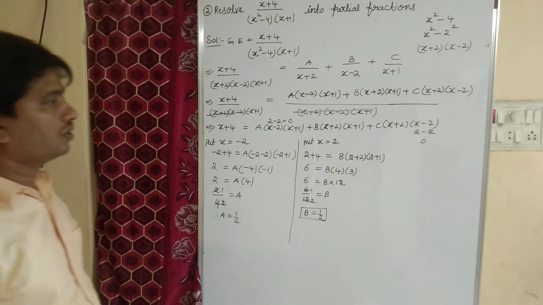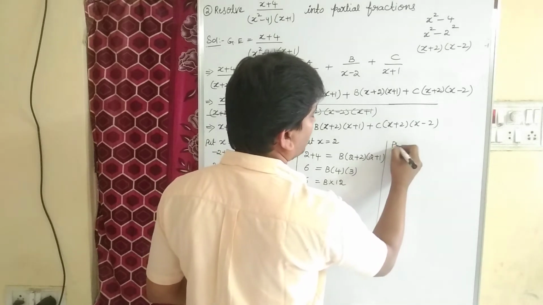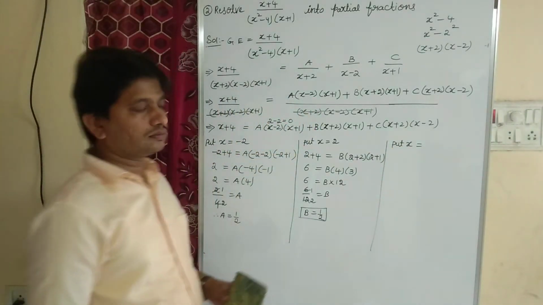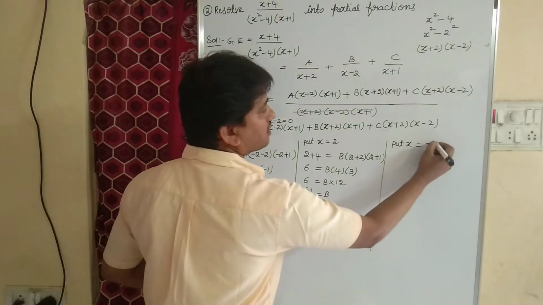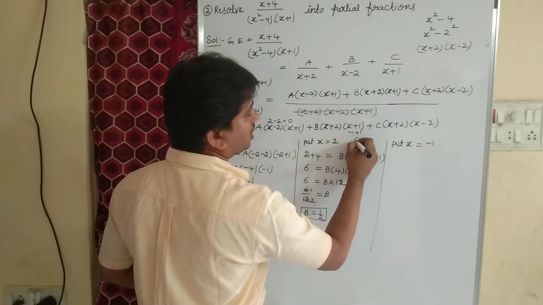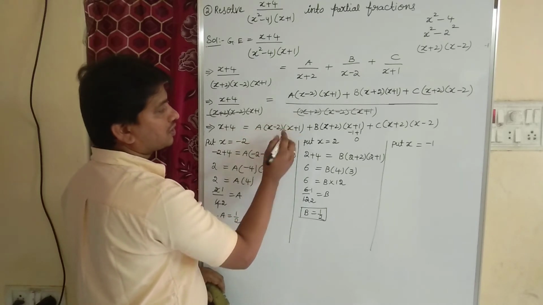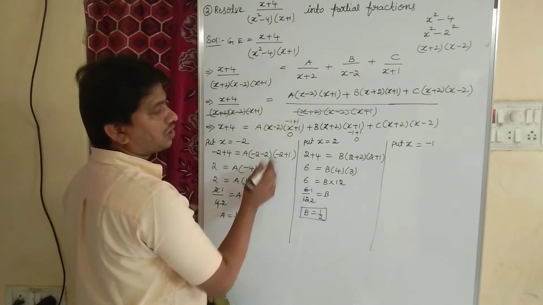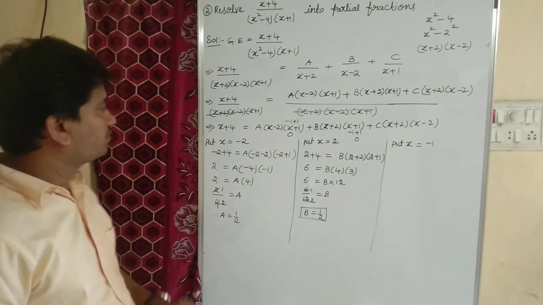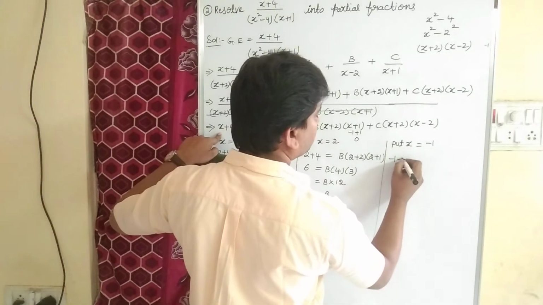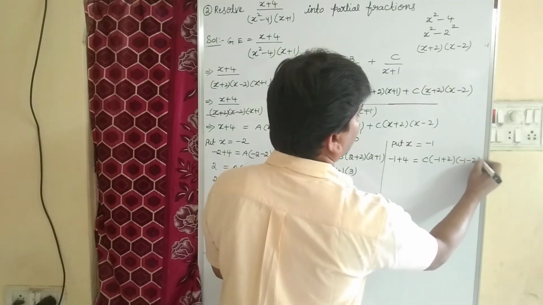Okay children, now I want to find the value of c. To get the c value, what do I need to substitute, can you say? If I substitute x equal to -1, then -1 plus 1 becomes 0, so the b term will be 0. Here also if I substitute -1, -1 plus 1 becomes 0, 0 into something is 0. So the a term will become 0, the b term will become 0, and you will get the c value. So substituting x as -1: -1 plus 4 equal to c into -1 plus 2 into -1 minus 2.